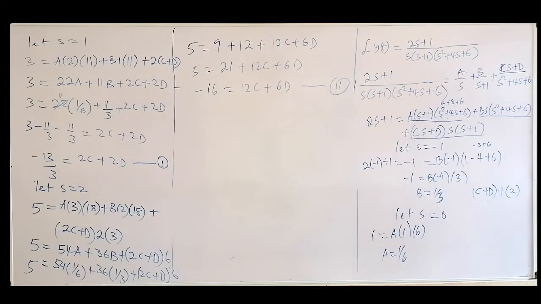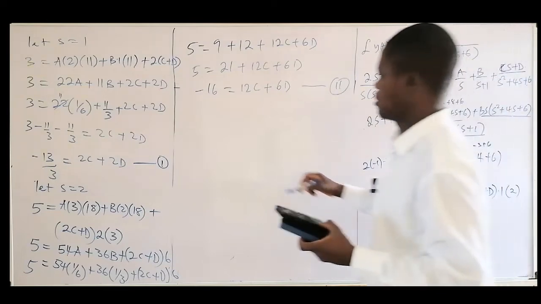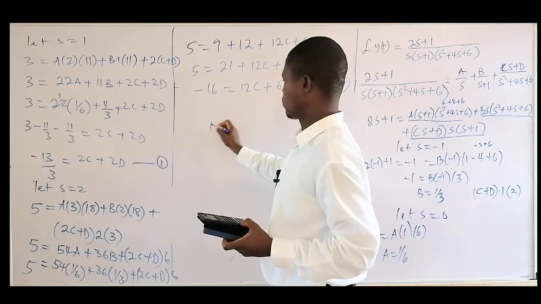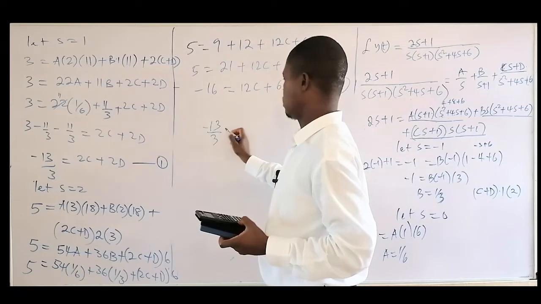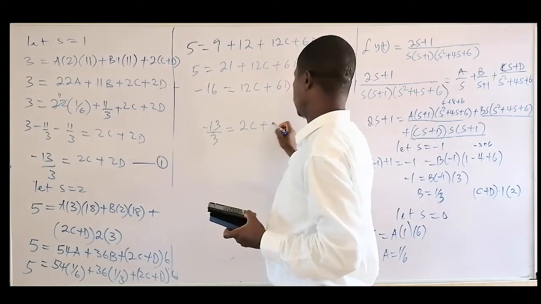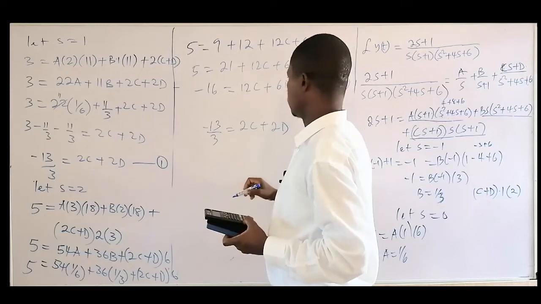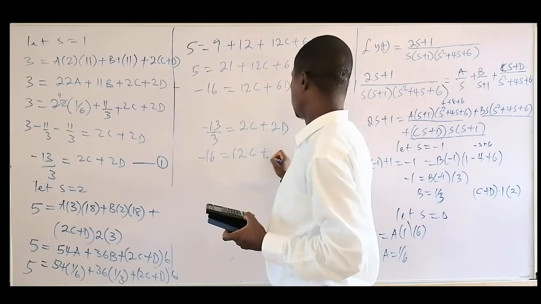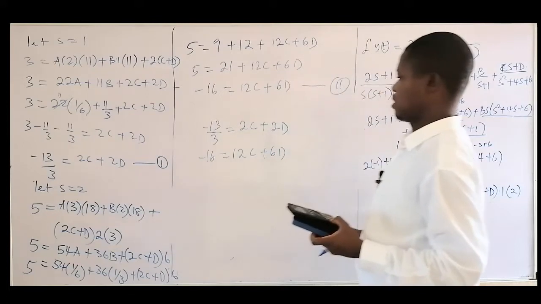So we can now combine the two equations together. We can combine with the first one, minus 13 over 3 equal to 2c plus 2d, minus 16 equal to 12c plus 60. So that's all we have there.